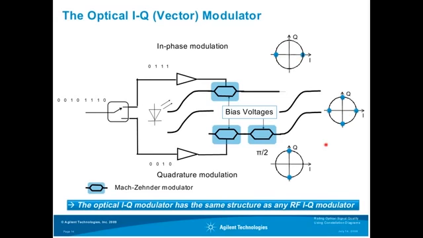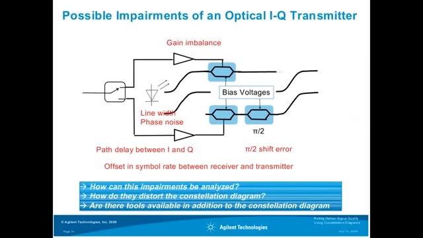So the optical IQ modulator has the same structure as any RF IQ modulator, and this is very natural because what we are doing here represents the basic mathematics of this modulation. So what are the possible impairments of an optical IQ transmitter? I will outline here only the most obvious ones. Of course, I have no claim that this is all that could happen in this kind of transmitter.